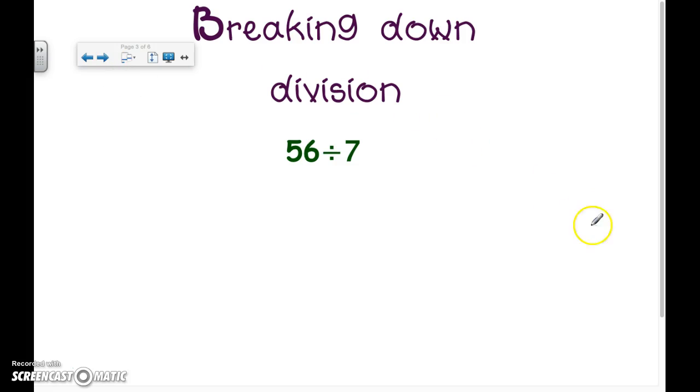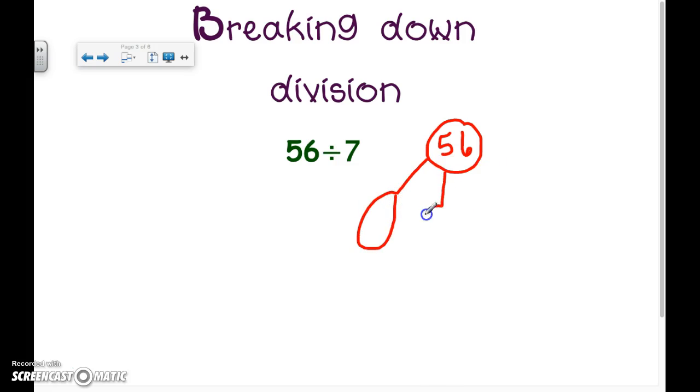Let's talk about how to break down division. So division is just breaking apart a number. So I have 56 and it's divided by 7. So I'm going to draw a circle around 56 because that's my main number. And then I'm going to draw 7 circles.